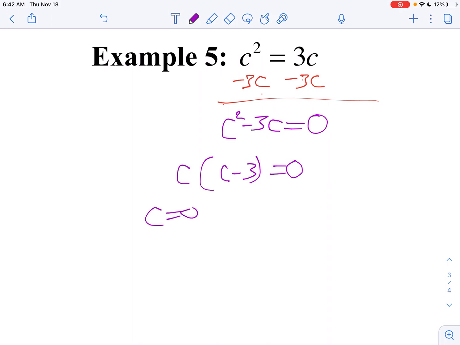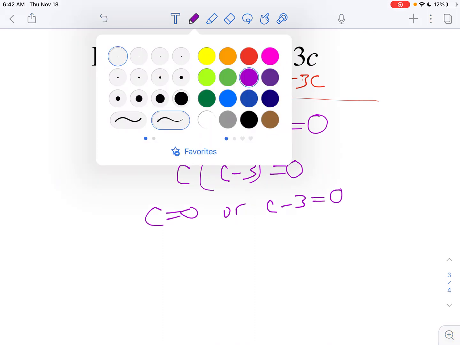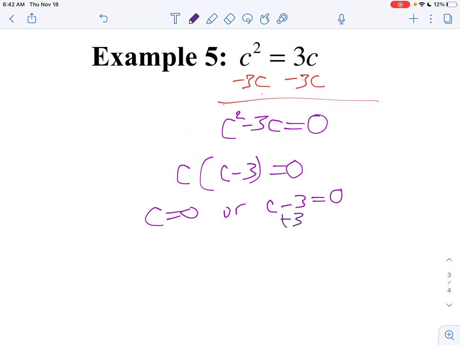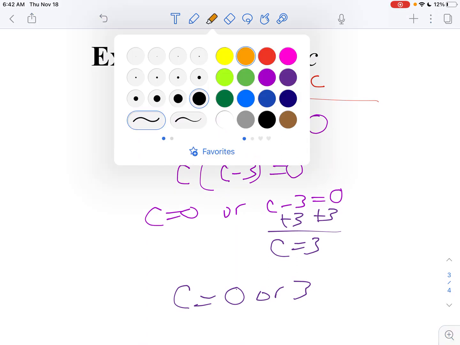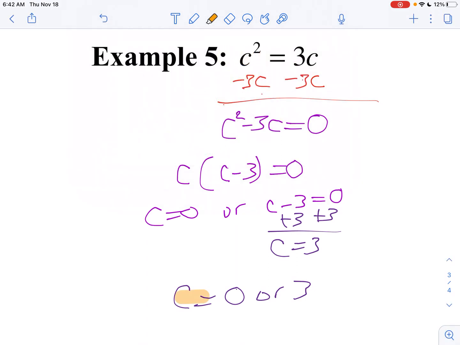C equals 0, or c minus 3 equals 0. So we end up adding 3 to both sides, and we get c equals 3. So my answer is c equals 0 or 3. There's your answer.